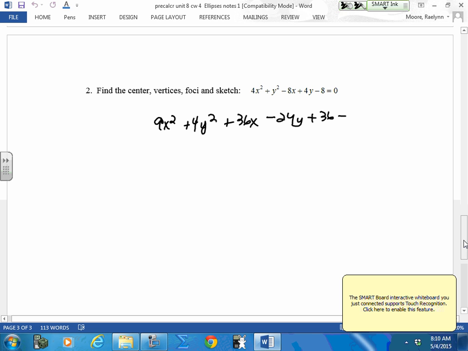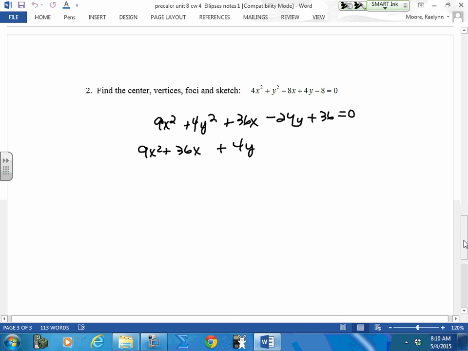This is really important, guys. Group the X's together. You're going to have to factor out and group the Y's together. Put the 36 on the other side. Don't worry about the negative. We'll figure out the negative in a little while. Out of this group, your coefficients, whenever you go to complete the square, has to be a positive 1. So we're going to factor a 9 out.